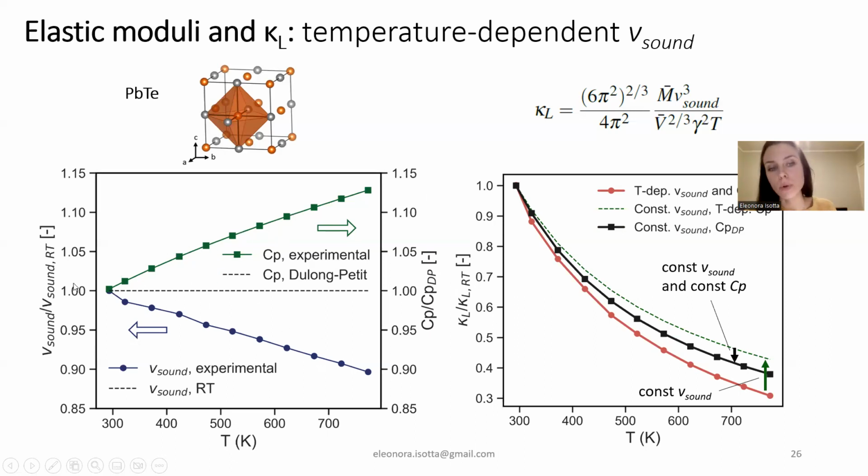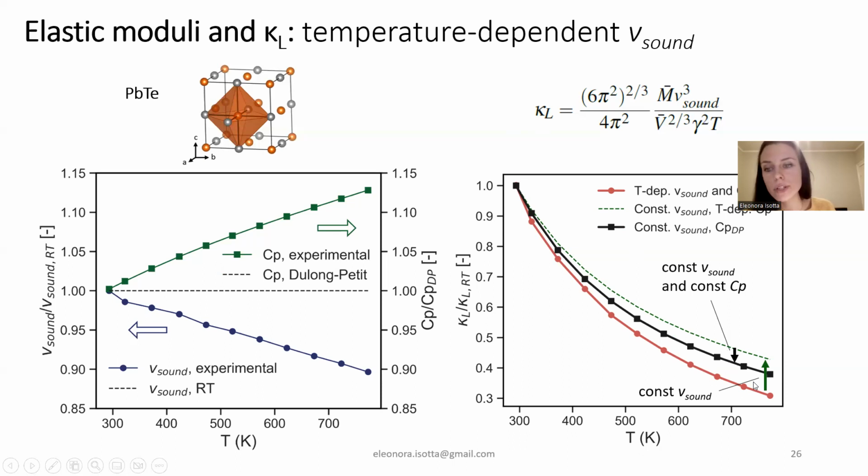And if we consider both of them constant, we end up having an error that is less than what we saw before. But we can still see that even though these 2 trends compensate, when we use the constant approximation, we still get some underestimation of the lattice thermal conductivity. And this is due to the fact that they are elevated to different powers in this formula. That's why they don't completely compensate.